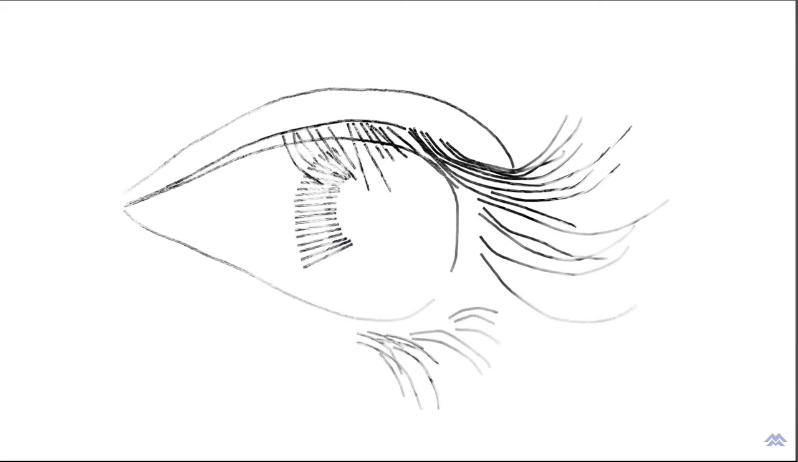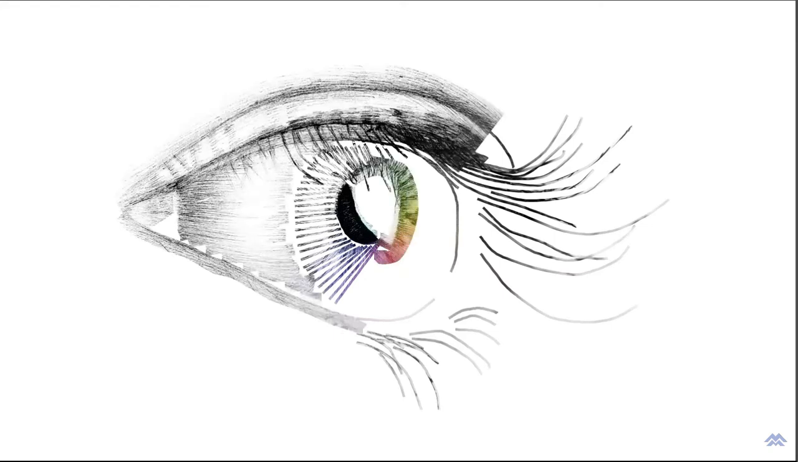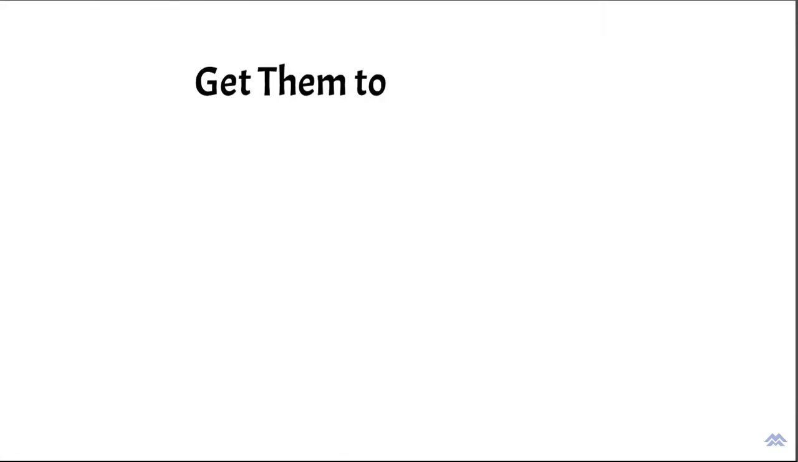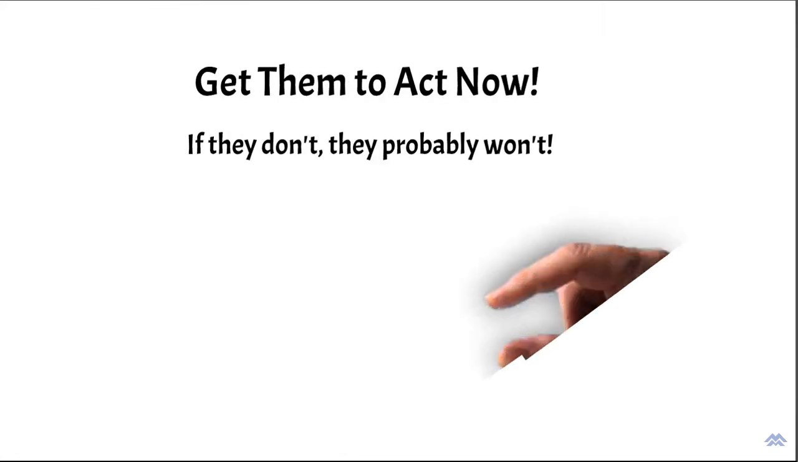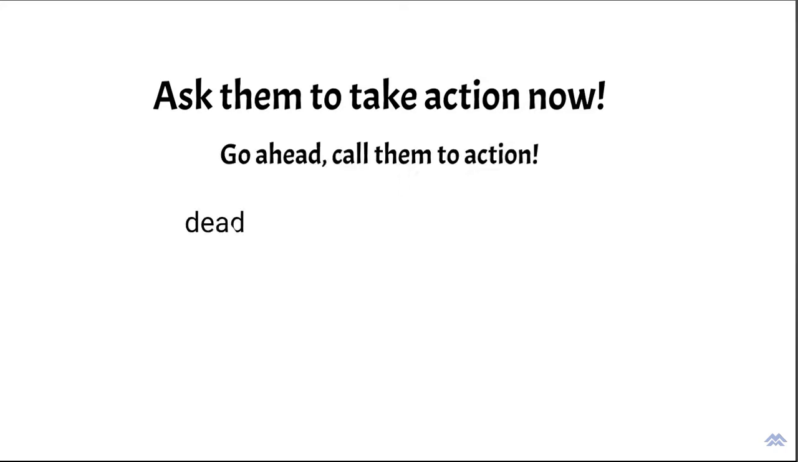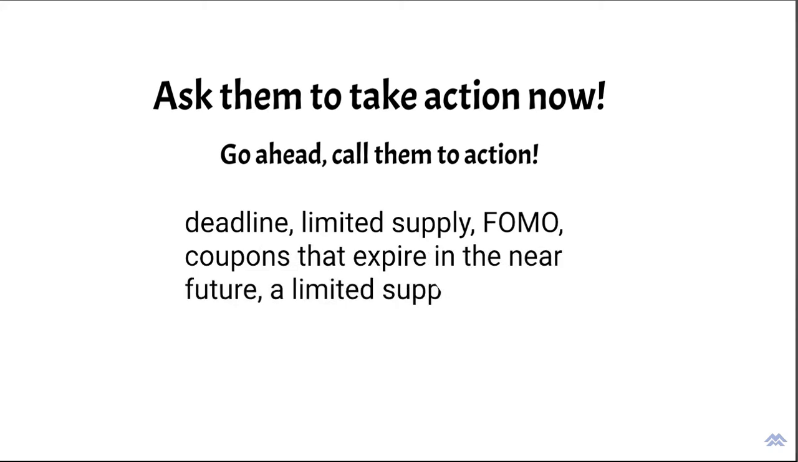Desire. You must make your prospect, aka future customer, desire what you are selling. If desire is strong enough, they will take action, but it really helps to get them to act on their new desire right away because there's a very small, next to nothing, infinitesimal chance they will take the time to buy your product at a later time. So, and this is very important, ask them to take action now. Or use marketing tricks like a deadline, limited supply, FOMO, coupons that expire in the near future, etc. to encourage immediate action. Even saying there's a limited supply for a limited time is better than nothing if you don't have a hard deadline.